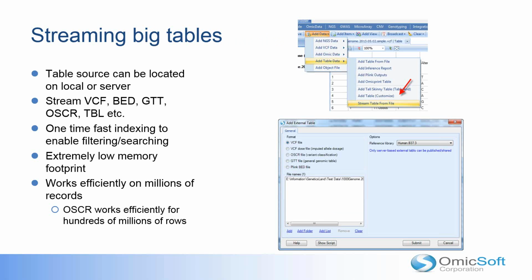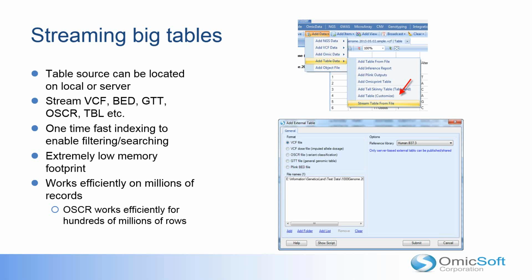So, streaming big tables. This is the novel technology that we created in the past year to enable us to visualize these big tables. We have already seen pretty big tables from mutation results previously, but with the VCF files and those PLINK imputed files, we found that we could easily get to hundreds of millions.